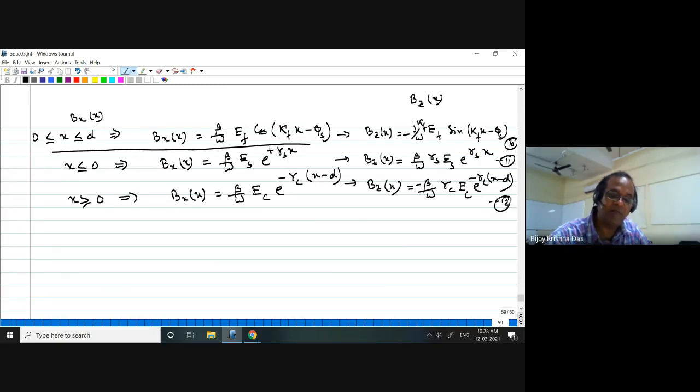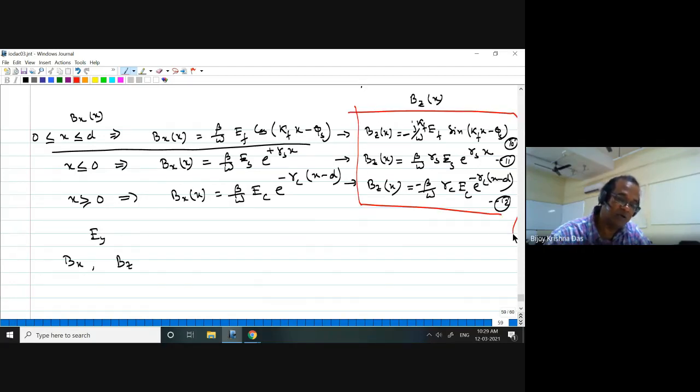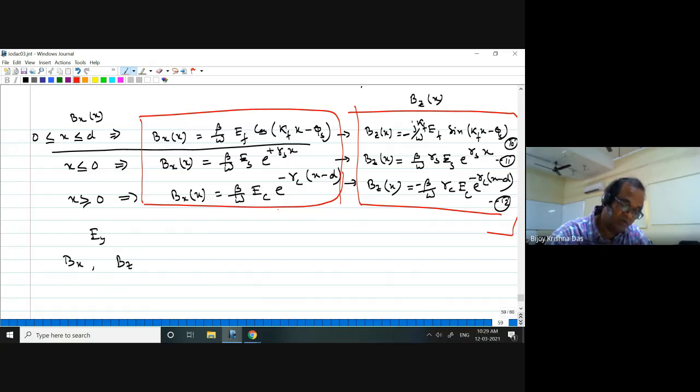So the x-dependent variation I now know for all the components for TE polarization: Ey, Bx and Bz. This is the Bz related solution, and this is your Bx related solution, and the Ey solution was already given earlier. Here you are getting 0, here you are getting 0, and here you are getting 0. Now what next?